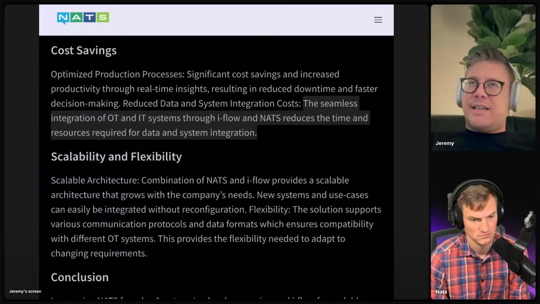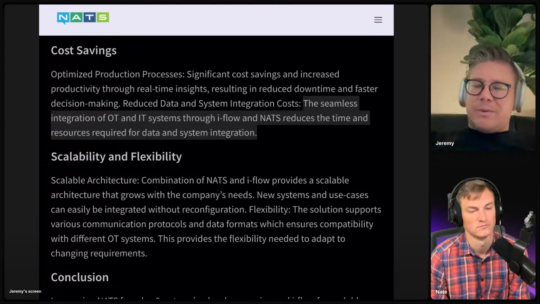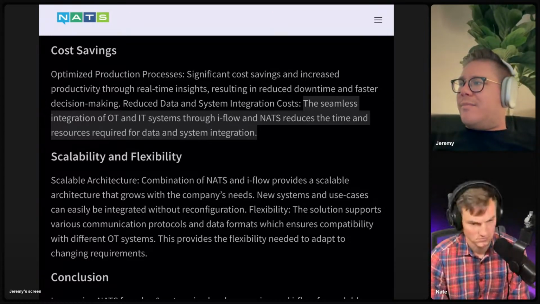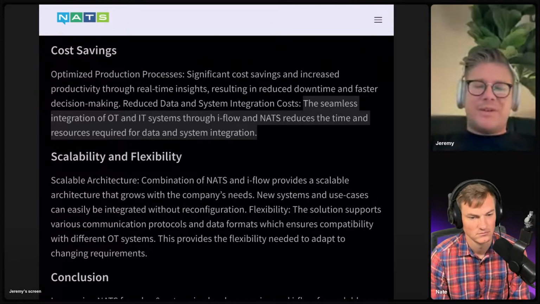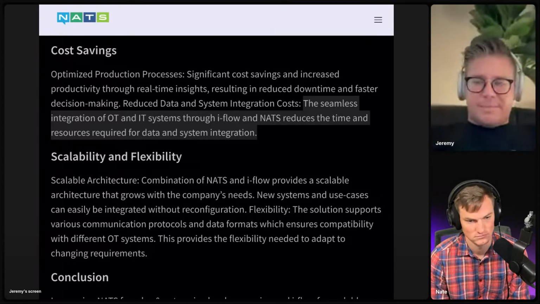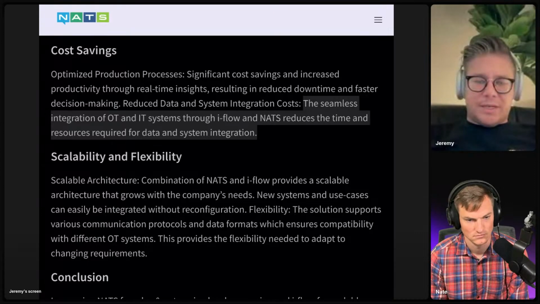And like you mentioned, Nate, the multiple SDKs, the multiple language support, support for older tech stacks, and even support for very old operating systems. In the case of the NATS server, I think that can really help with those integration costs as well.